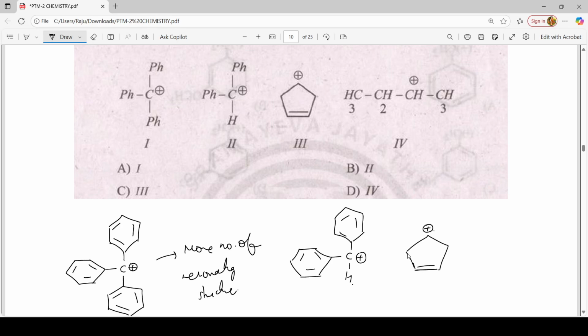There is a possibility of hyperconjugation. Even in the tert-butyl, the fourth one, there is also hyperconjugation, alpha carbon, alpha carbon. So come to the case of the first structure: it has a larger number of resonating structures, that is the triphenyl carbocation. It is more stable.